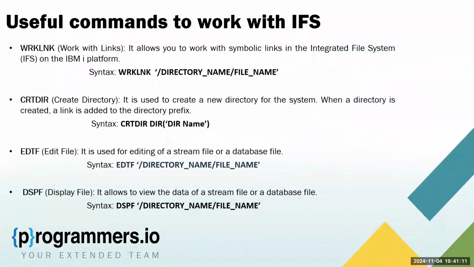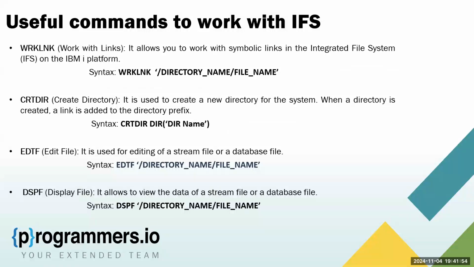Now let's discuss some of the useful commands while working with IFS on IBM i. First is work link. As we access the IFS directory through the actions option right now, apart from that, we can enter the work link command also to access any particular directory. Next command is crtdir. With this, we can create our own directory. We can mention under which parent directory it will be created, and then give the directory name we wish to create.